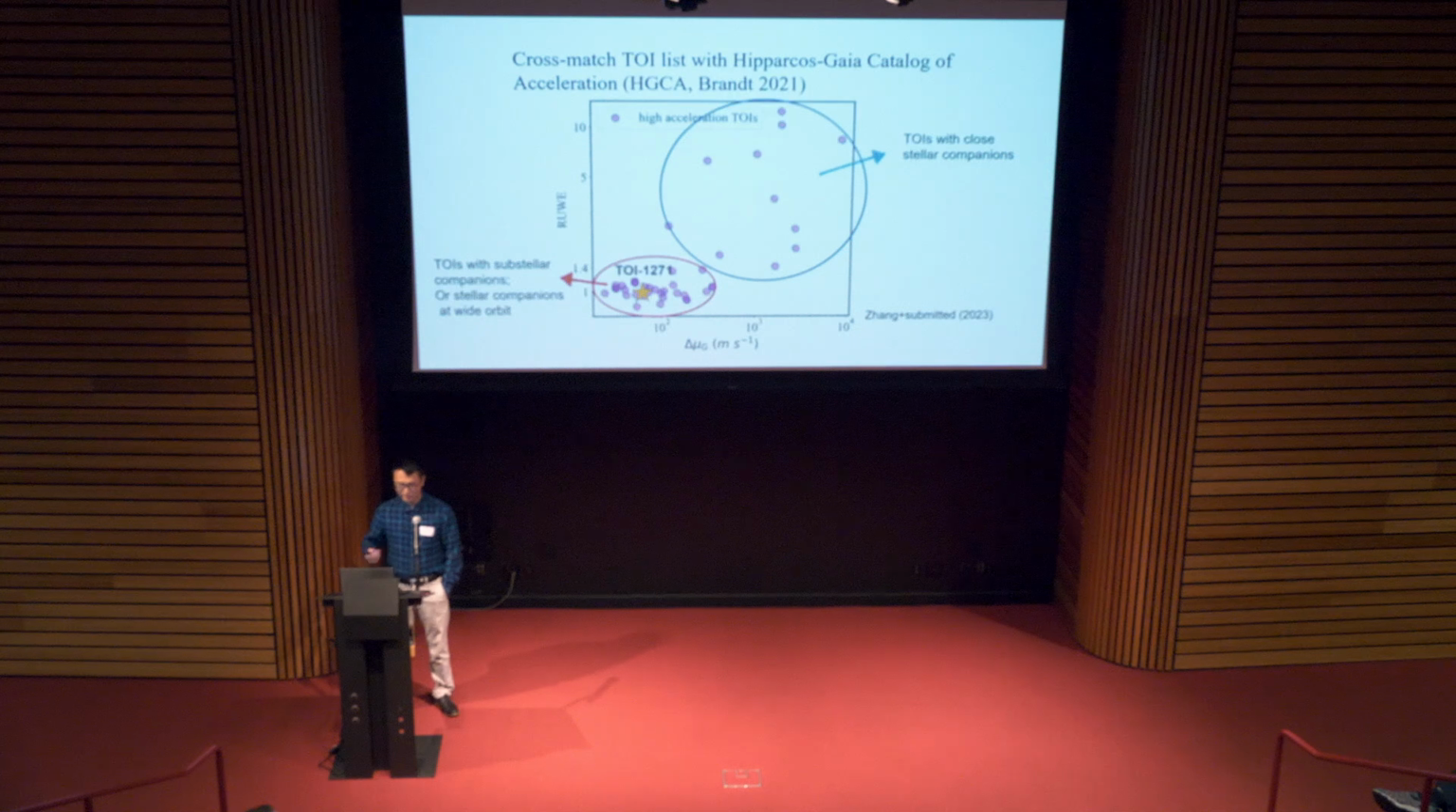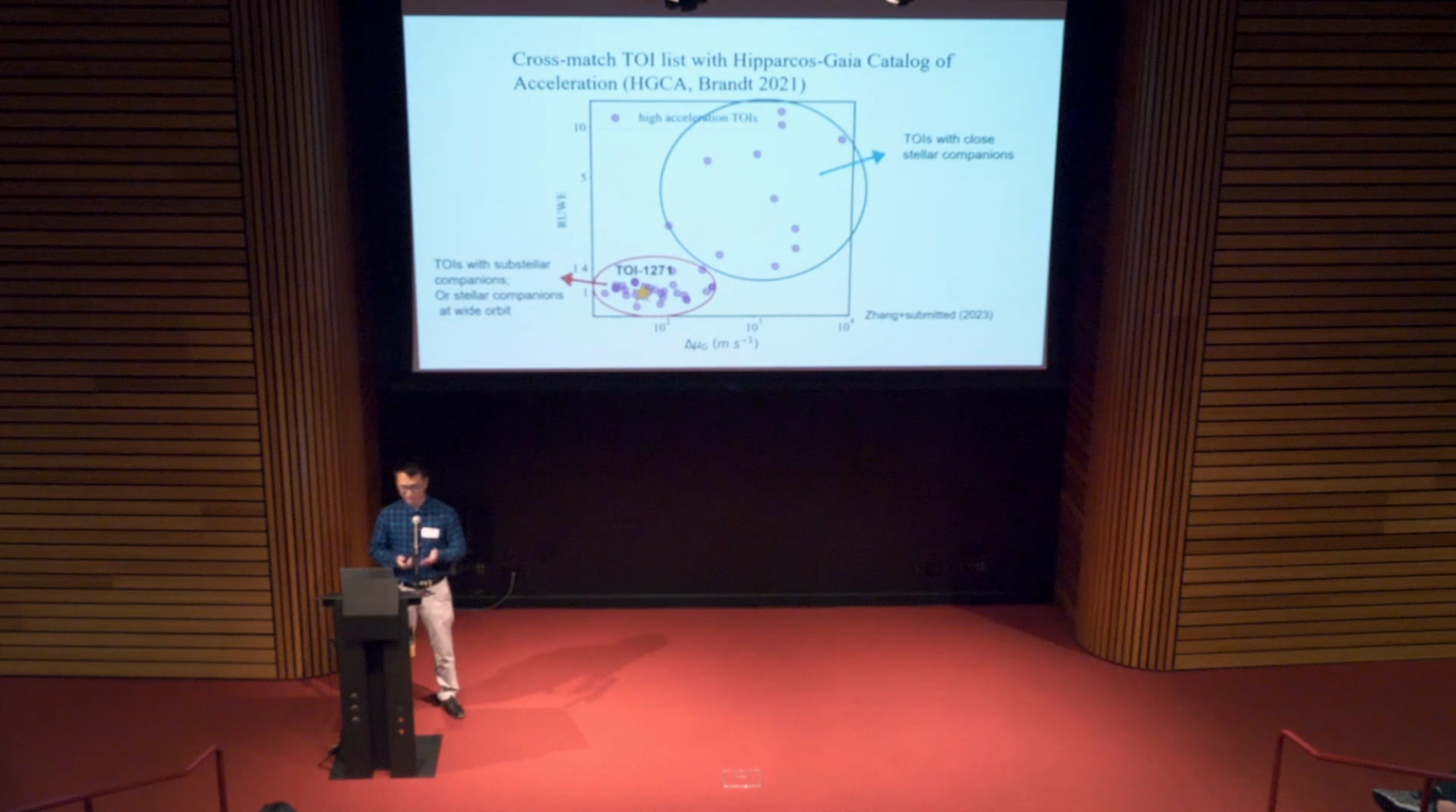So what Jingwen has been working on as part of her thesis is to cross-match the TESS Object of Interest list, which are potential transiting planets discovered by TESS, with the Hipparcos-Gaia catalog of accelerations, which indicates the presence of outer companions on orbital periods larger than roughly a few years. So she has built this sample of objects.